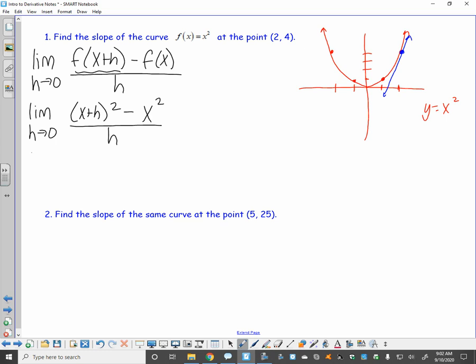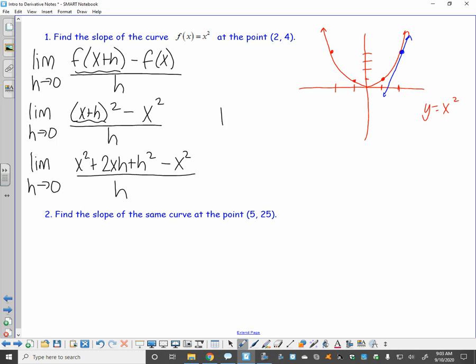Okay, now I'm going to clean up. Good notation, limit's still there. I'm going to expand this out. So that's x squared plus 2xh plus h squared minus x squared over h.